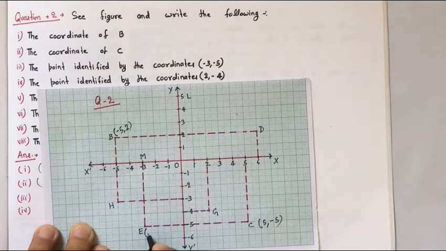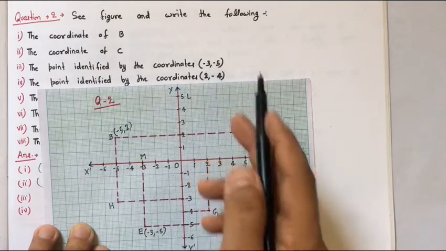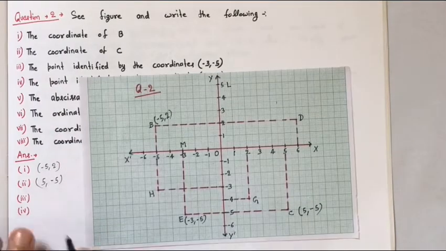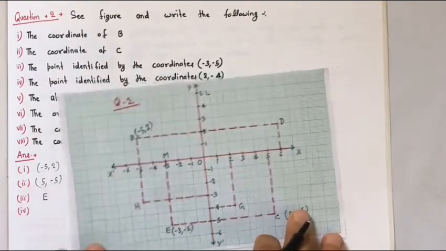E. This is -3, -5. Okay, so the point identified by the coordinate -3, -5 is what? E. So your answer is E. Clear? Now come to the next part.